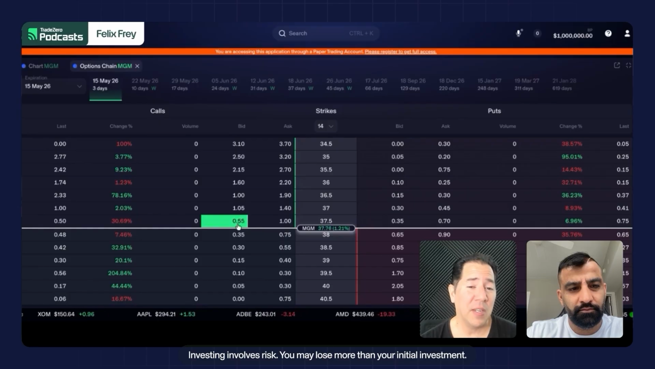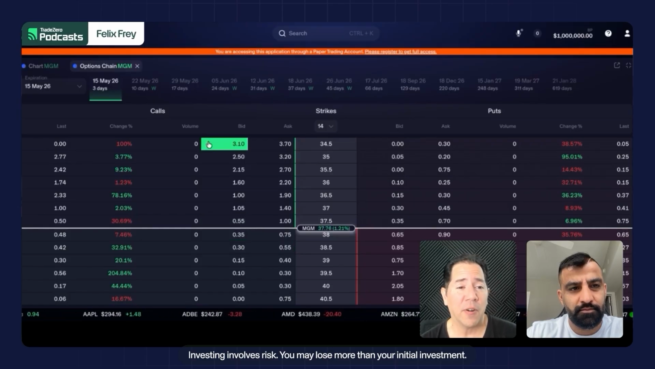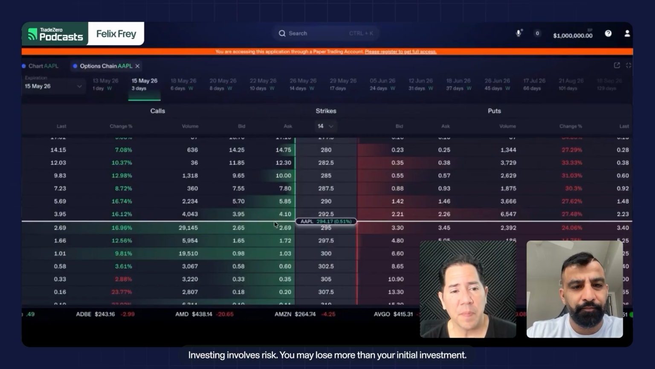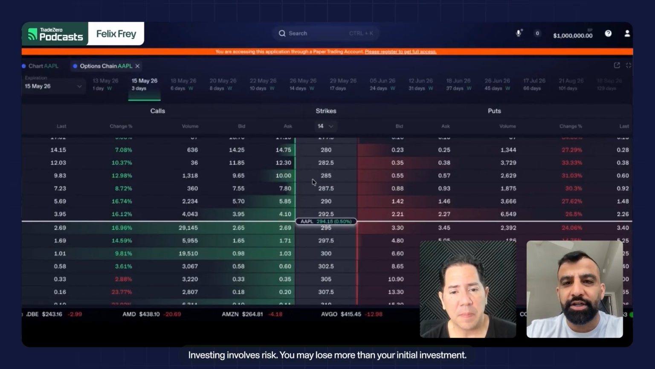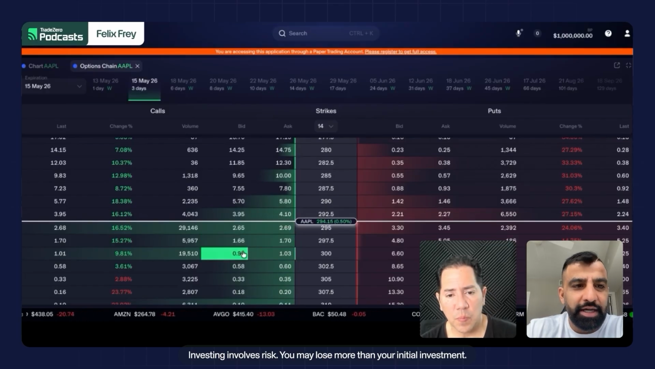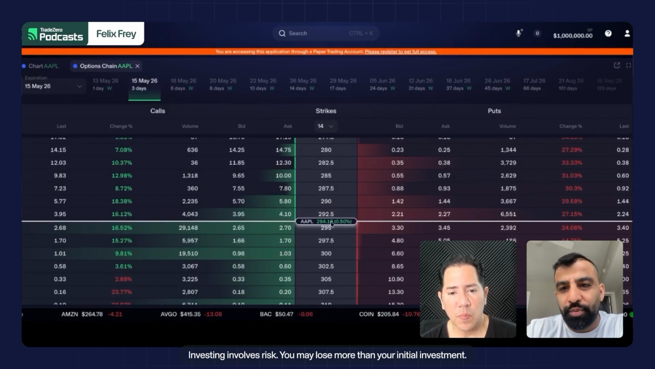Even in the top 50 names, you'll see a decent bid-offer, so that's what makes it a little bit challenging for sure. As we take a look at a couple of different things, when you are going through an options chain, obviously open interest is another one.